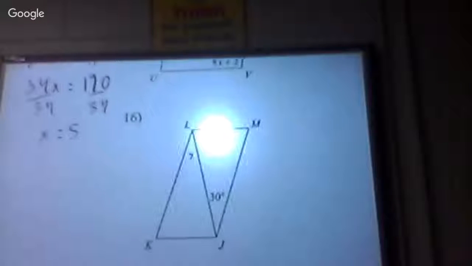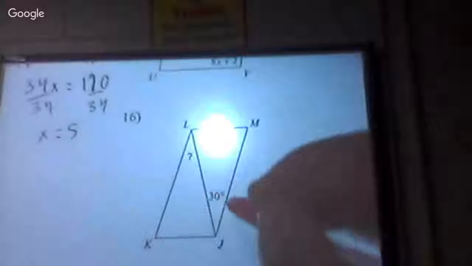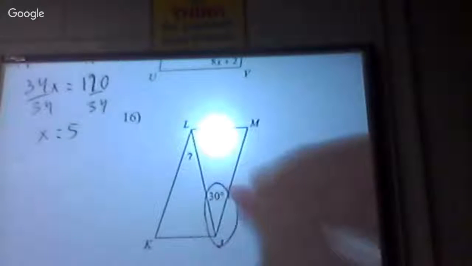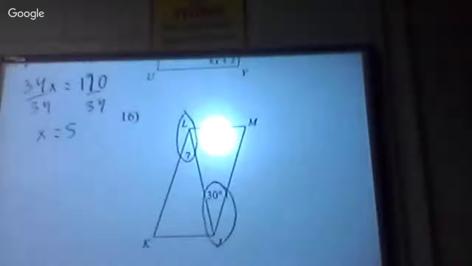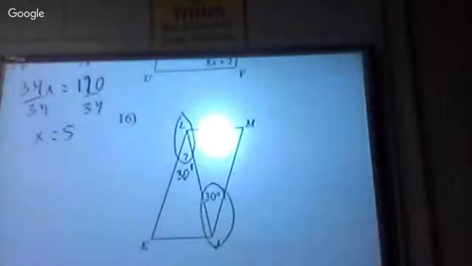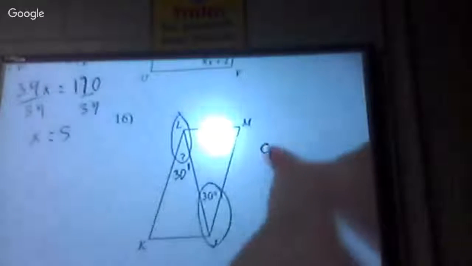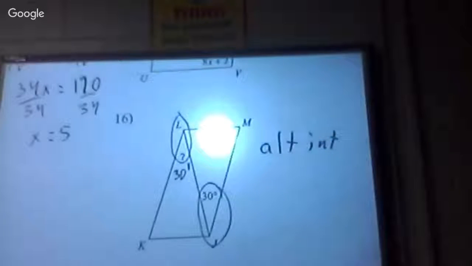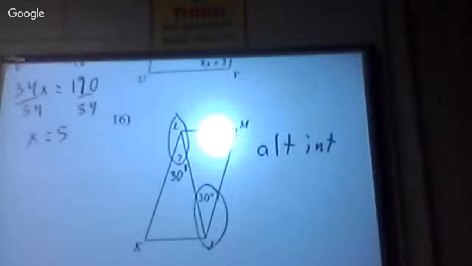Okay, number 16. That's a different type. If this angle is 30, this angle here. 30. Yep. Why? It's a crossover. So this one. Yep, it's called alternate interior. That's right. Alternate interior angles are congruent when a set of parallel lines are cut by a transversal. That's what that means.